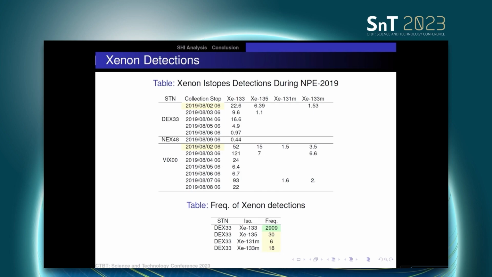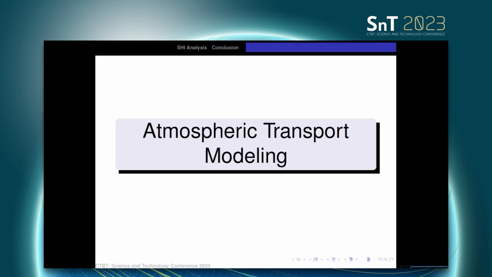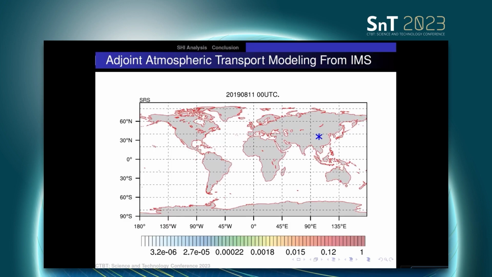Also, the concentrations of xenon frequently occur at the IMS stations, so it's not abnormal, but we have some multi-isotopes, so it is interesting. We have this abnormal concentration, and we also have what's called atmospheric backward modeling produced by the IDC.